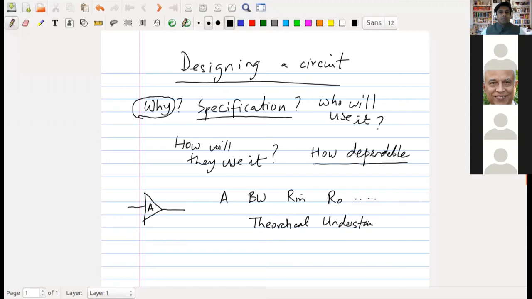Because if I ask you to specify an amplifier for me, you need to have some reasonable understanding of what an amplifier is. You need to understand what it does, what the gain of the amplifier means, the bandwidth, the input impedance, output impedance. And you can go further. That's why I put a dot, dot, dot.